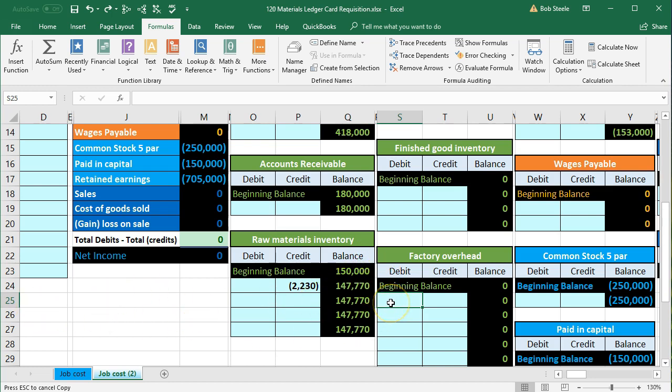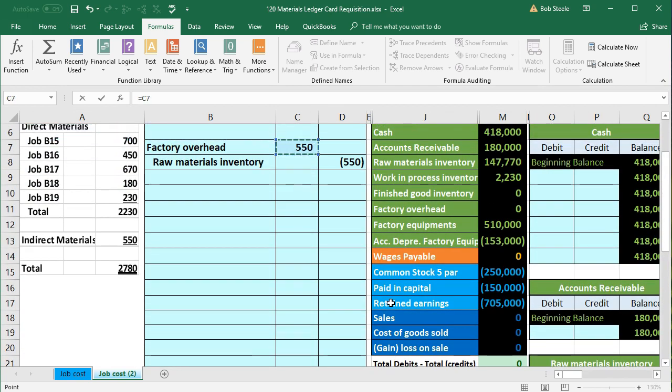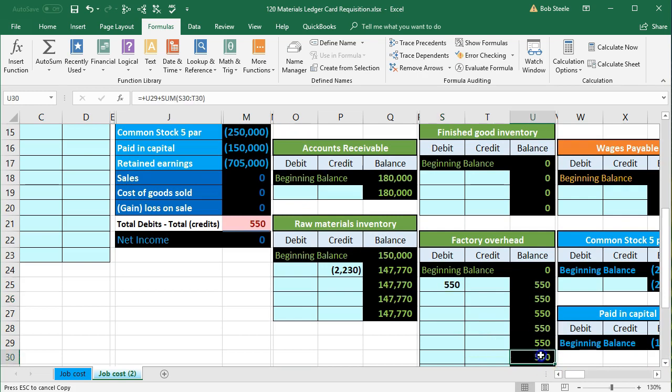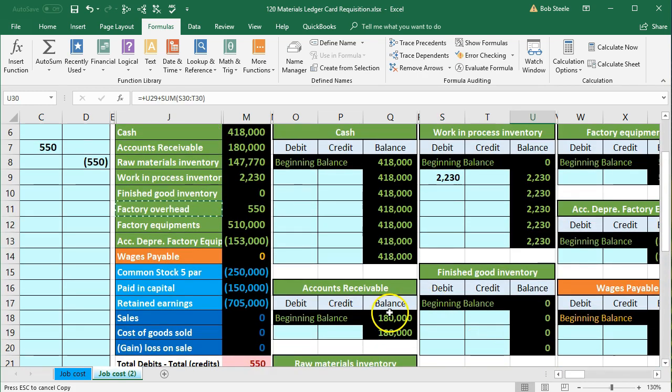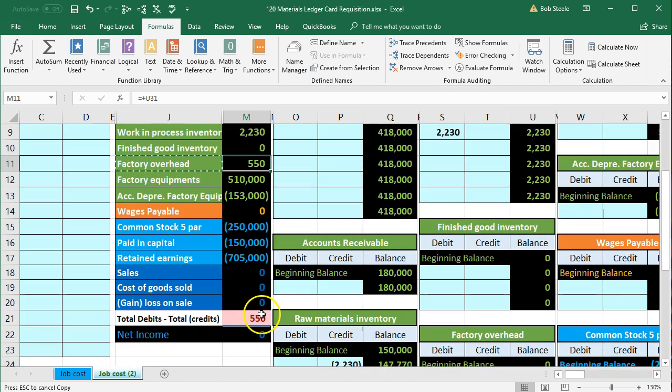So I'm going to put my cursor in S25 and say equals, and then go left. And I'm just going to scroll up till I find this. And so there it is. I'm in C7 and enter. So it went from 0 up by 550 to 550. And again, if you double click on it, it's C7. This number then is being used to create the trial balance here. And we're out of balance, of course, by the 550 till we record the other side.